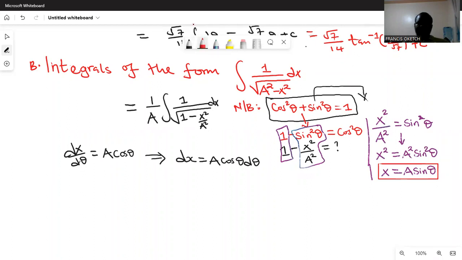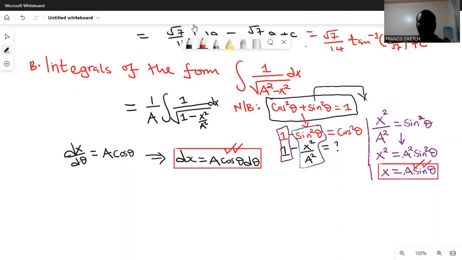I told you every time you make a substitution, you must also be able to differentiate it so that you know how the corresponding differential will look. So you see what I have ticked, dx, and this other one, x. Those are the substitutions that you need to make when you're evaluating the integrals of the form 1 over the square root of a squared minus x squared. Let me give you one or two examples to illustrate this concept.